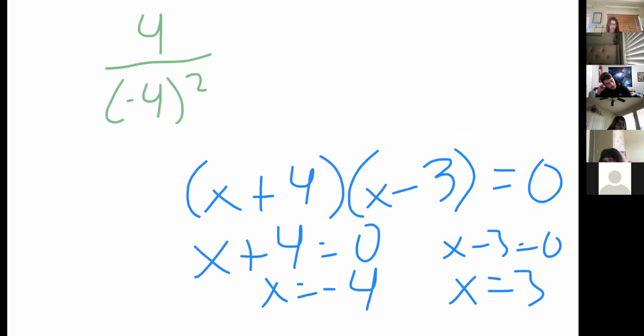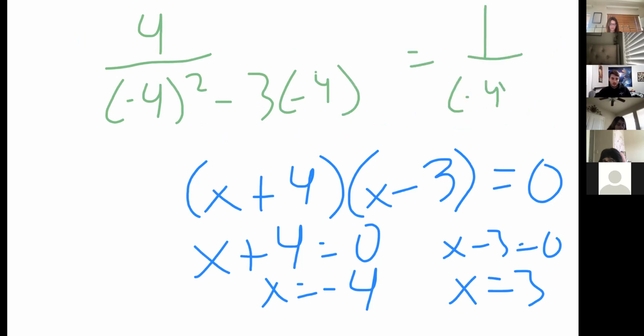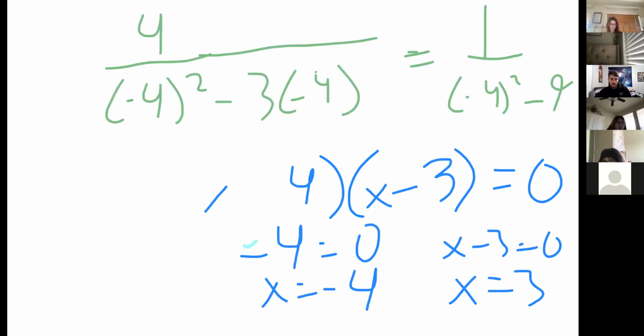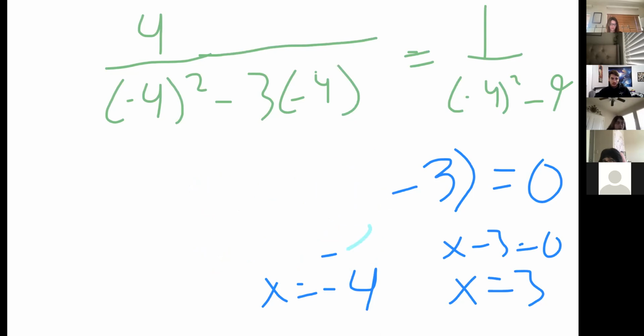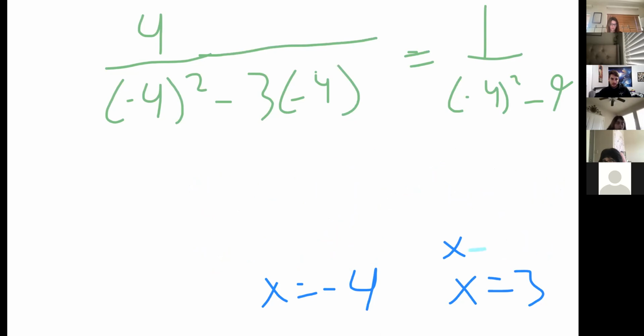I've got to go plug them back in and check them. So minus 4 squared, right, minus 3 times minus 4, is equal to 1 over minus 4 squared minus 9. Is that right? Something is missing there. I think here we are going to have the only solution be just minus 4. Yeah, so we're checking our solutions to see which ones will work.